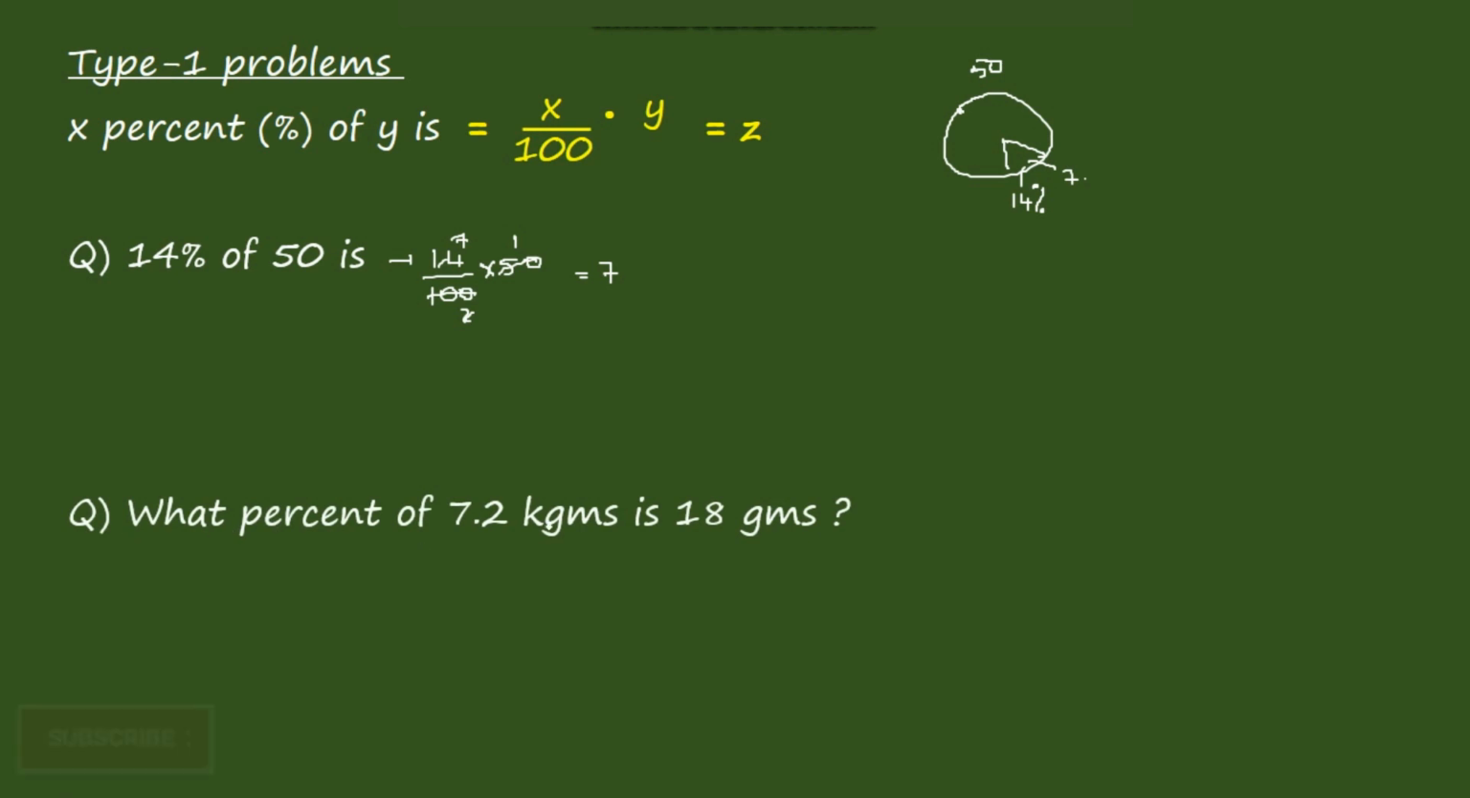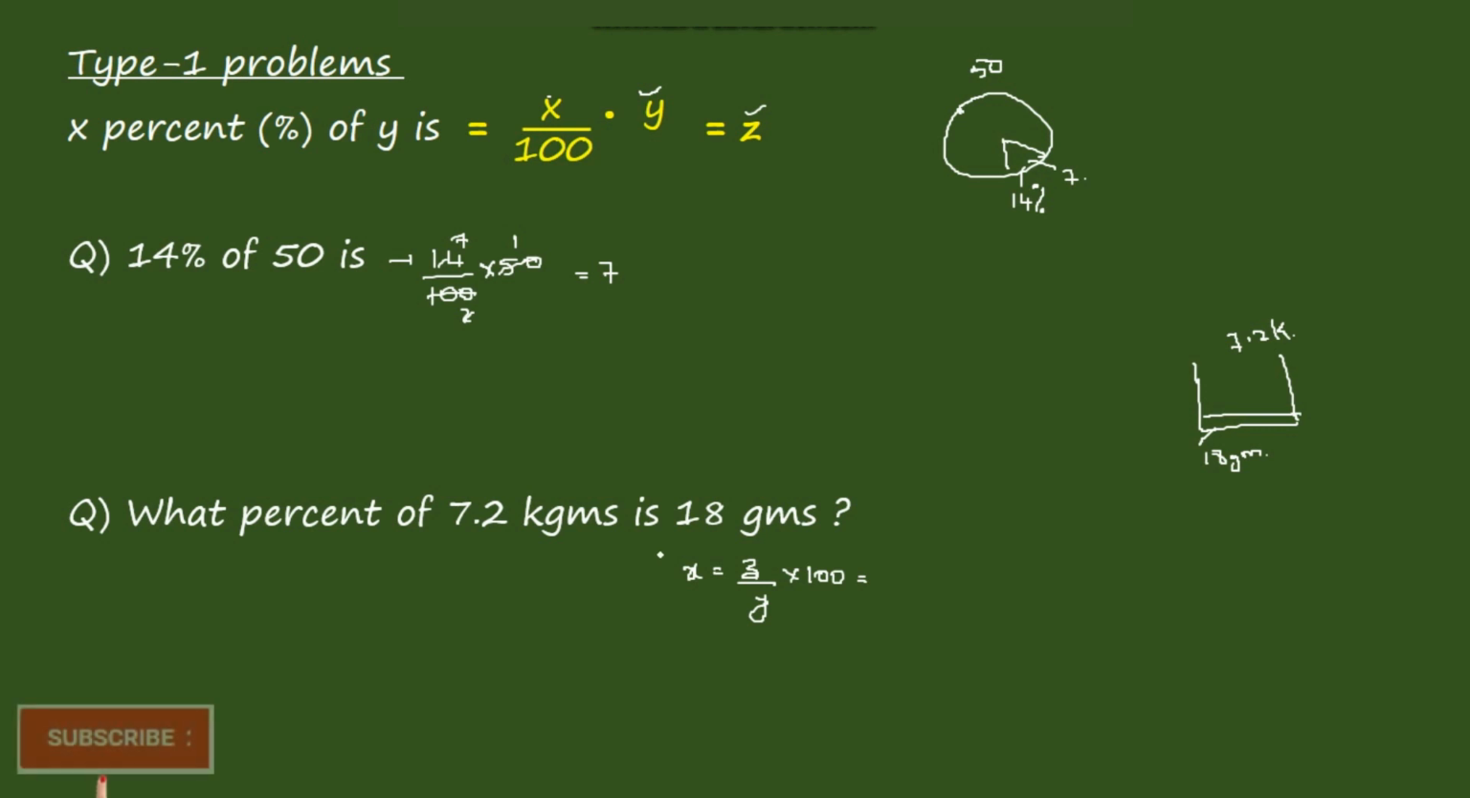What percentage of 7.2 kilograms is 18 grams? Consider there is a box full of sugar, 7.2 kilograms. Among that, how much is 18 grams? It is asking in terms of a percentage. It is the same as this particular formula: they've given z, they've given y, and you have to find the value of x. Then x percentage is equal to z by y into 100.